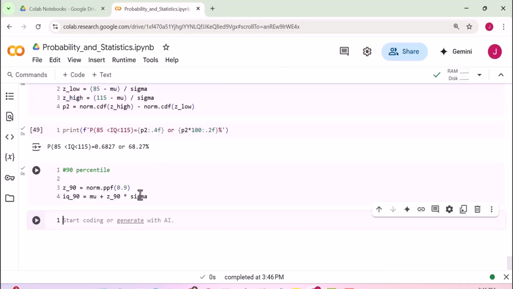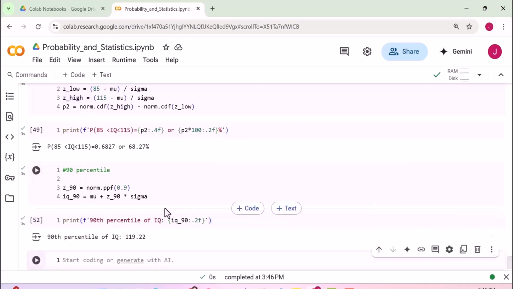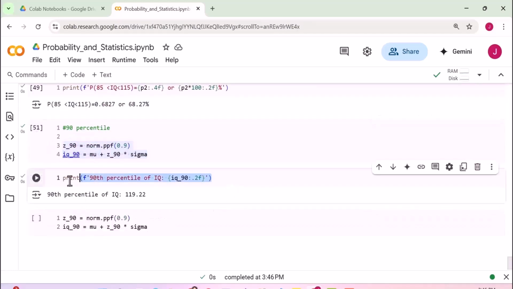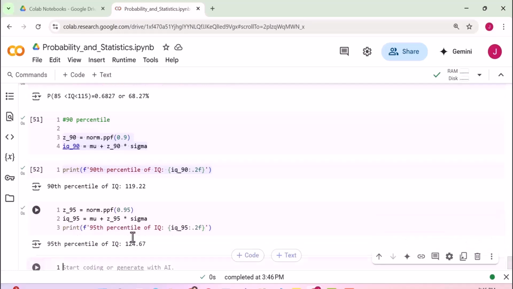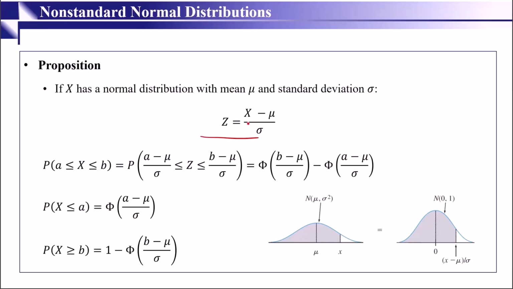Okay, now we can print it. Correct. So 119.2. And the same thing, we can do for 95. And this is 124.67. So this is the proposition: if x has a normal distribution with mu, then z is equal to x minus mu divided by sigma.